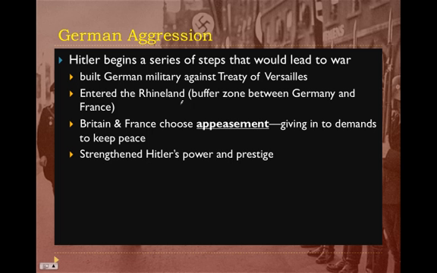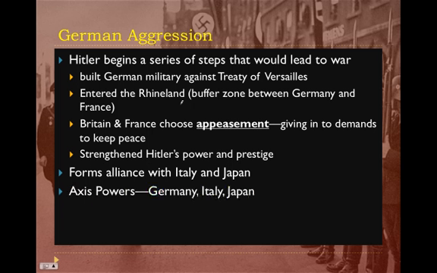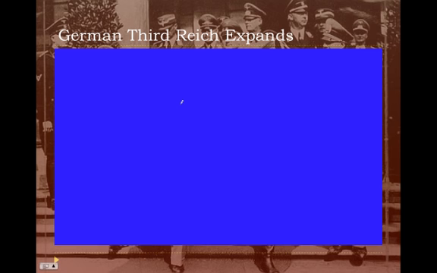What does this do as Britain and France keep giving in to Hitler? It makes him look even more powerful to the Germans. Holy cow, nobody's standing up to him. Makes him more prestigious. And he forms an alliance with Italy and Japan. So we get the first team kind of created in World War I, or from World War I now into World War II, the Axis powers.